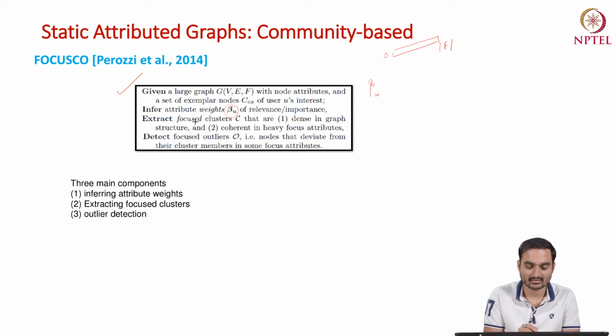Then extract focused clusters C that are dense in the graph structure and coherent in heavy focus attributes, and then we detect focused outliers O, that is nodes that deviate from their cluster members with respect to some focused attributes. So, what are the main components? Inferring attribute weights, beta, extracting focus clusters, then outlier detection.